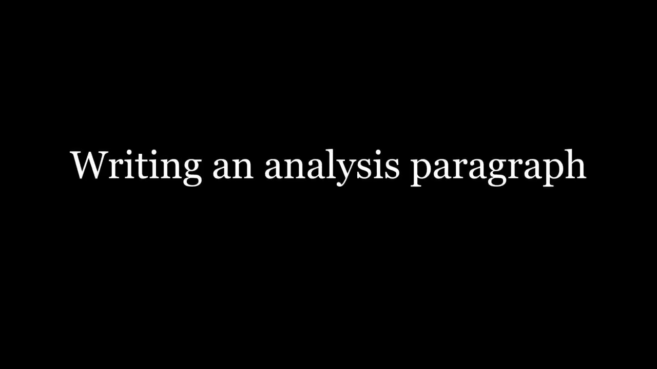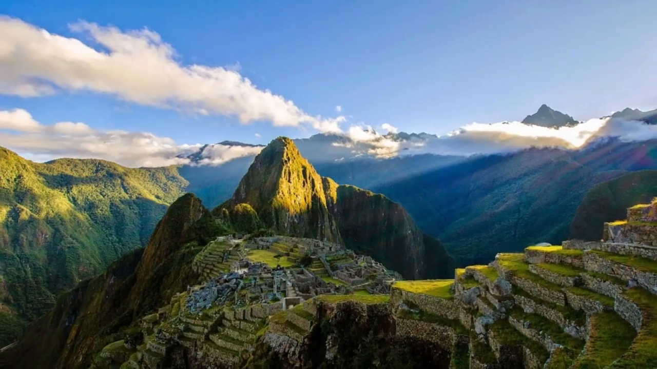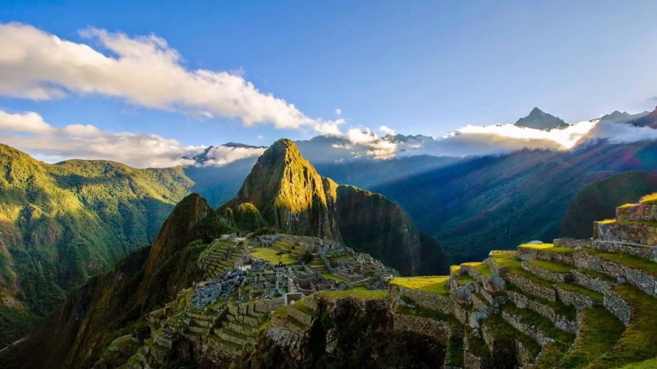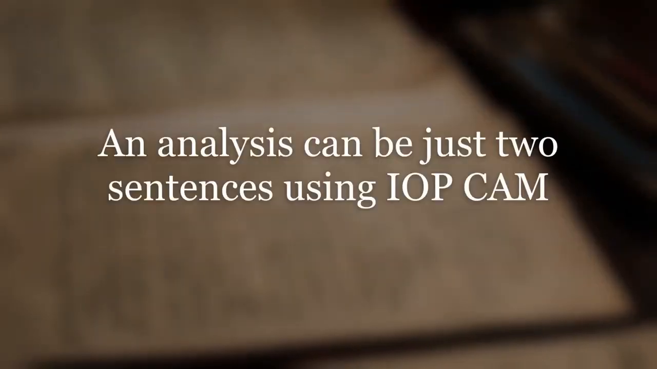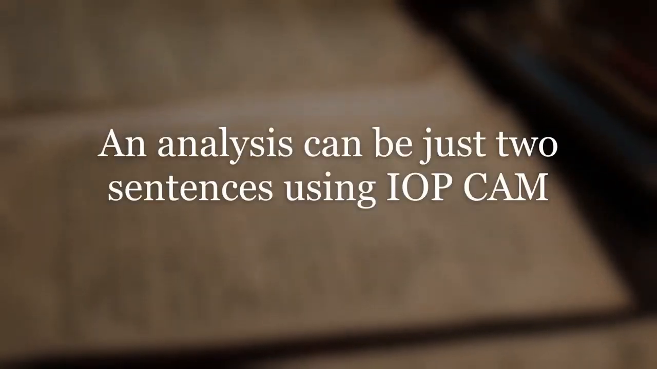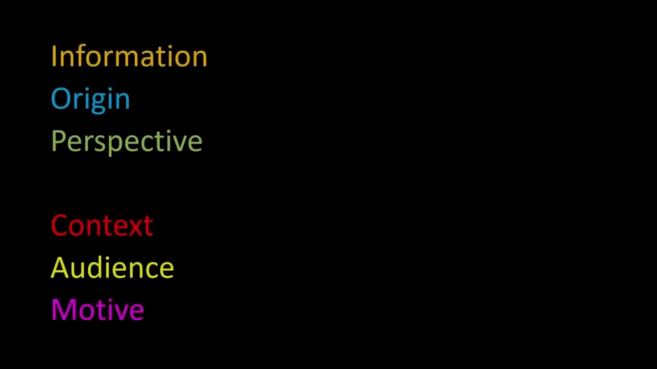So, how do you write a source analysis? A source analysis is usually a short paragraph that demonstrates all of the knowledge that you have discovered about the historical source. A simple source analysis can be written in just 2 sentences using the IOP-CAM acronym from before. In the first sentence, mention the IOP part of the acronym, which is information, origin, and perspective.